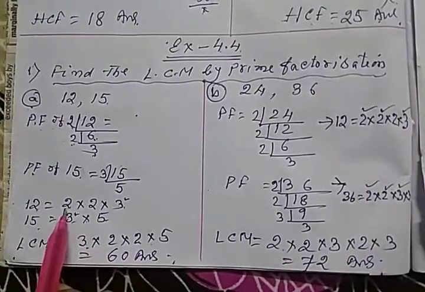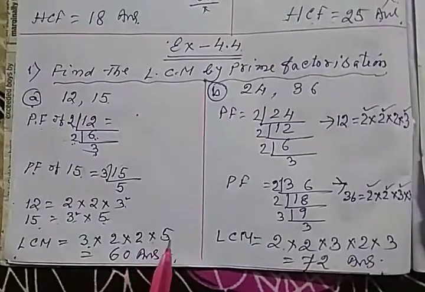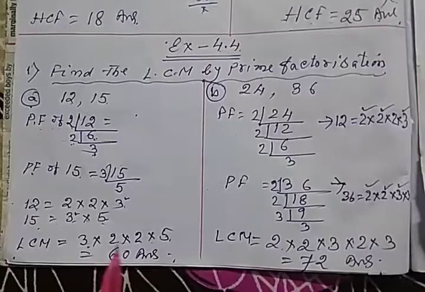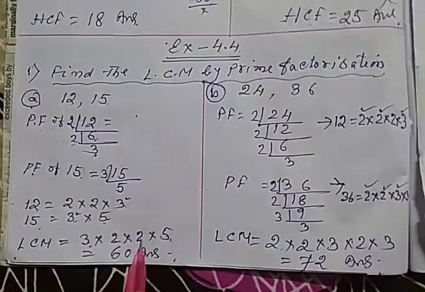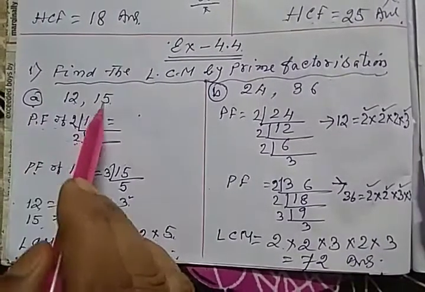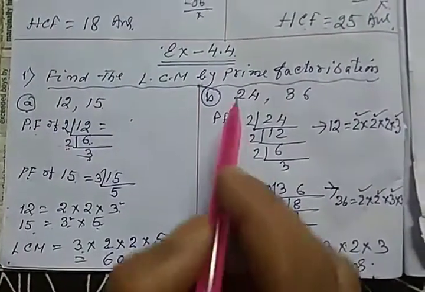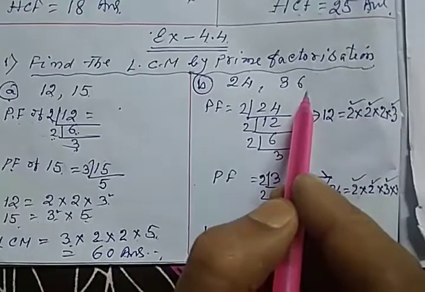From this, 2, 2 are taken and 5 is also taken. Now you will multiply all these factors: 3 times 2 is 6, 6 times 2 is 12, 12 times 5 is 60. The LCM of these two numbers, that is 12 and 15, is 60. In the second question, you see 24 and 36 are the two numbers.